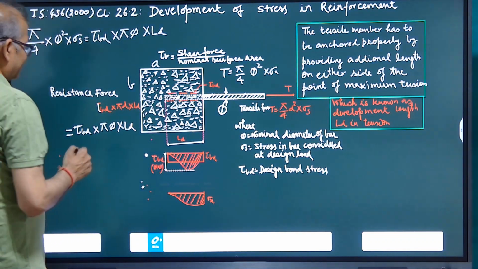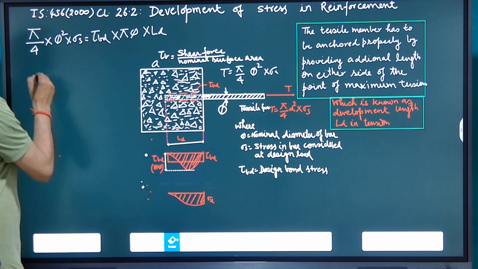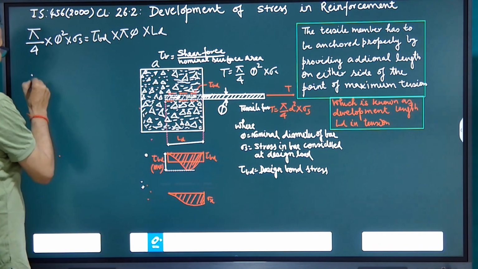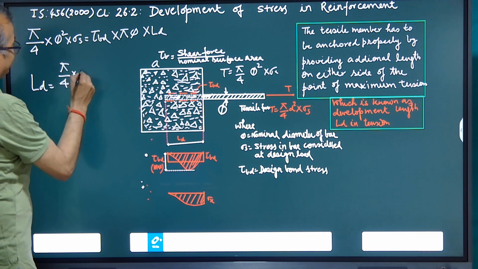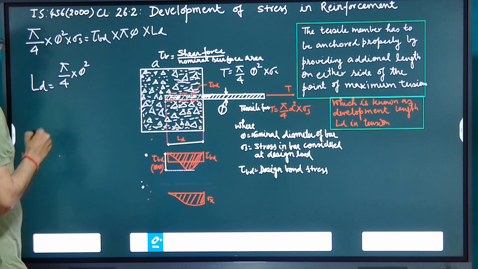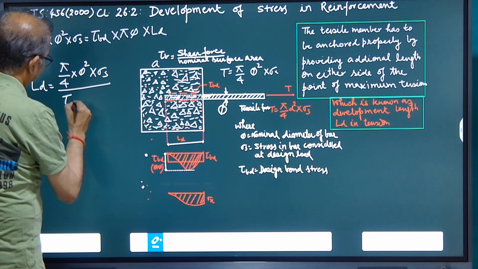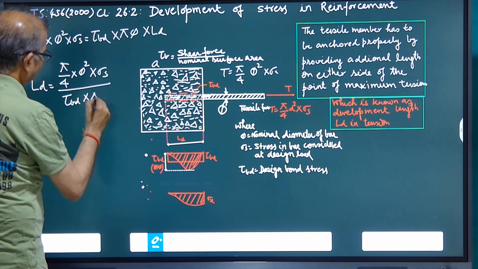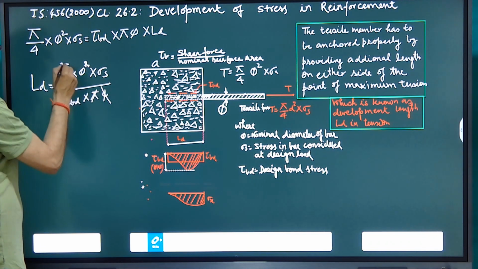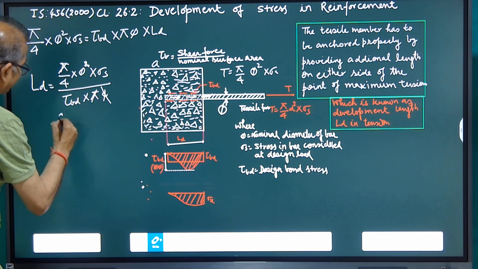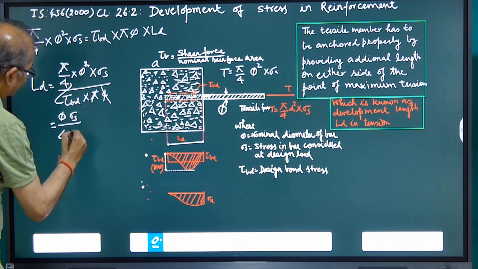So now LD will be pi by 4 into phi square, pi by 4 phi square into sigma s, upon tau bd into pi phi. Simplifying this, the pi will get cancelled, this phi will get cancelled, and the remainder will be phi into sigma s upon 4 tau bd.